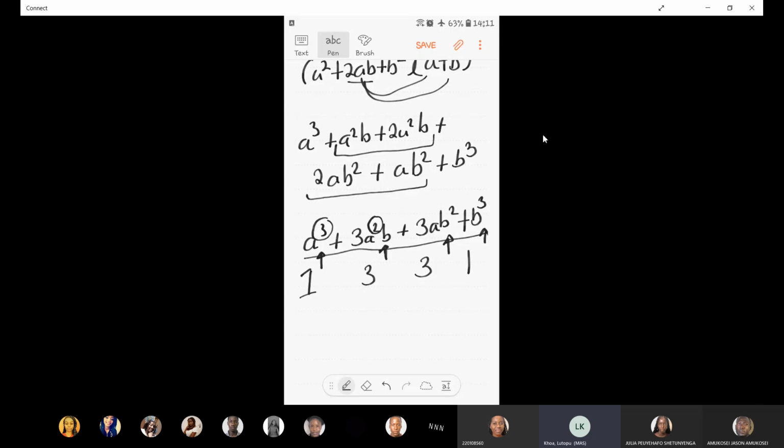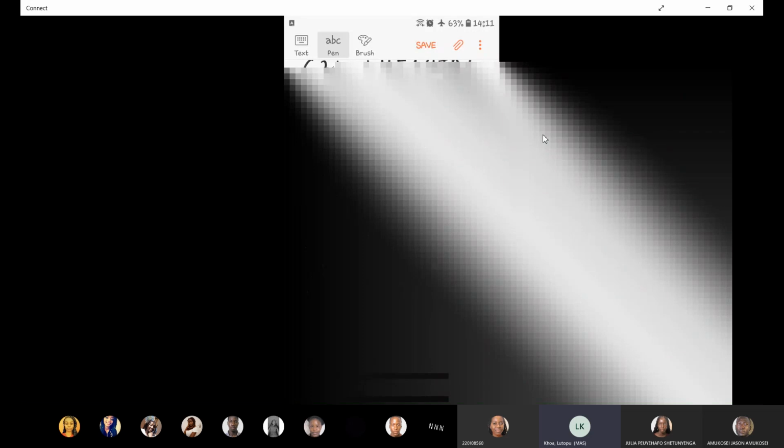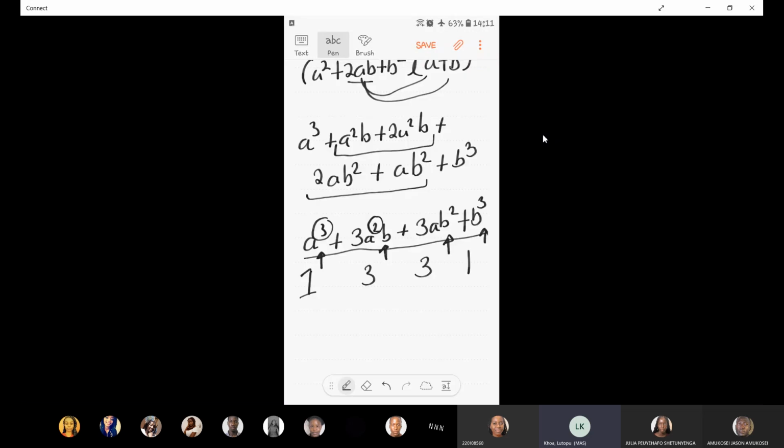So you'll see that the powers of a and b always add up to 3, which was my exponent of the binomial. Here I have a to the power of 3, b to the power of 0. 3 plus 0 is 3. Here I have a to the power of 2, b to the power of 1, 2 plus 1 is 3. Over here, I have a to the power of 1, b to the power of 2, 1 plus 2 is 3. Here I have a to the power of 0. A to the power of 0 we know is 1, so that's why you cannot see it. And 0 plus 3 is 3.